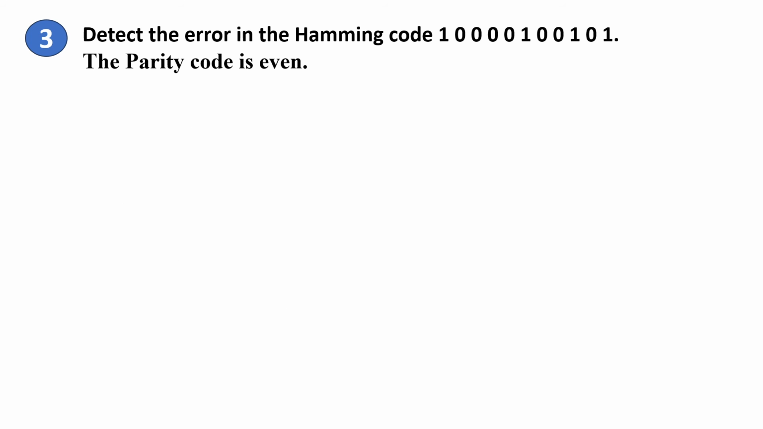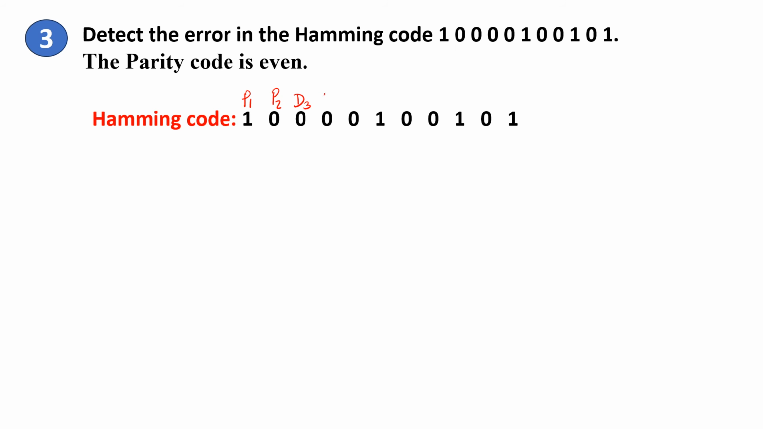Problem 3. Detect the error in the Hamming code. The parity code is even. So this is the given Hamming code. So first let us assign the position of the parity and the data bits. So this is P1, P2, D3, P4, D5, D6, D7, P8, D9, D10 and D11.